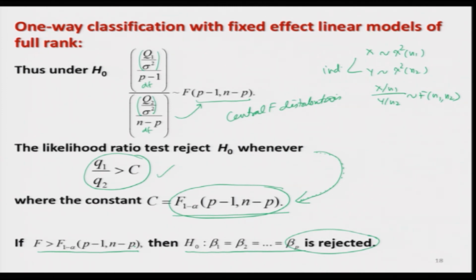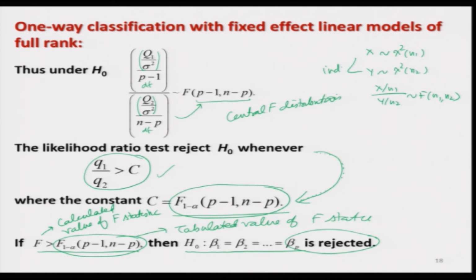What is this F here? This is the calculated value of the F statistic. And this is the tabulated value of the F statistic, and you can obtain its value from the tables of F distribution. And if you are using any software, you have to just find the suitable quantile that reflects this critical value.